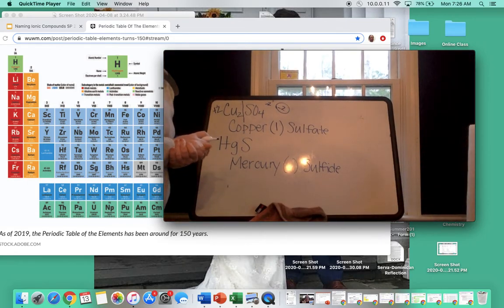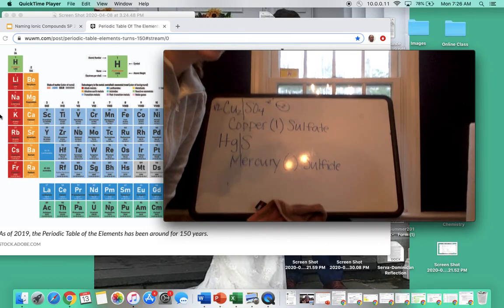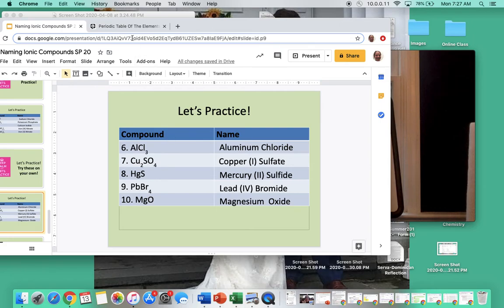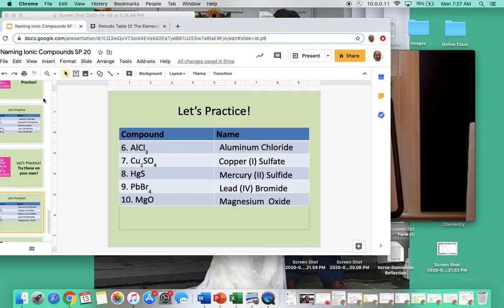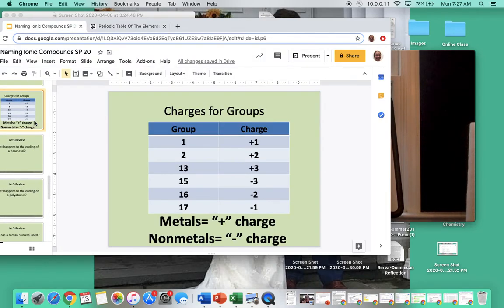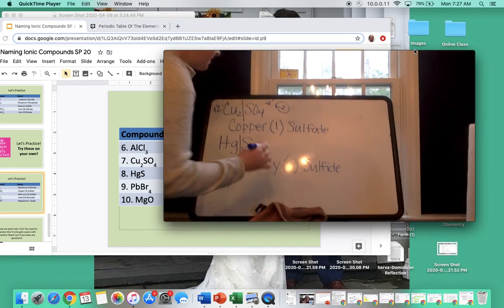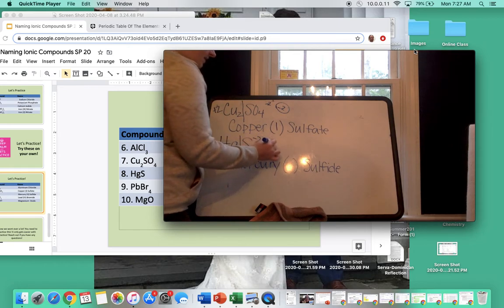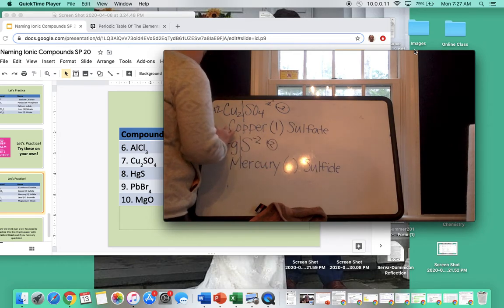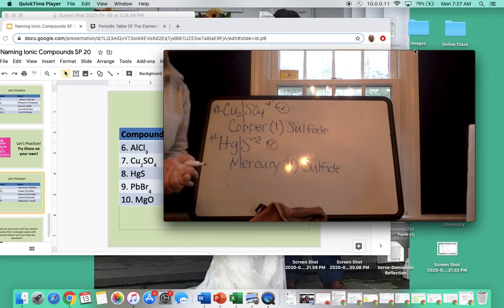Now we have to do the charges. So I'm going to divide the left side and the right side. Now, how do we get the charges? If we take a minute and look at the periodic table, we can see that sulfur is in group 16. If you go back to your notes, anything in group 16 is going to have a -2 charge. So, since it's in group 16, it has a -2 charge. If the right-hand side is -2 and there's only one, that's -2 on the right and +2 on the left. So it's going to be mercury(2) sulfide. Okay?